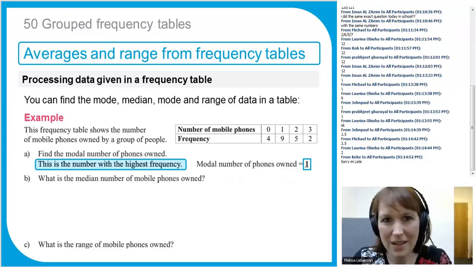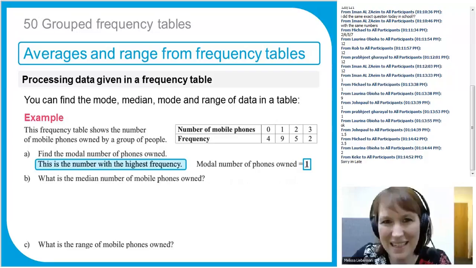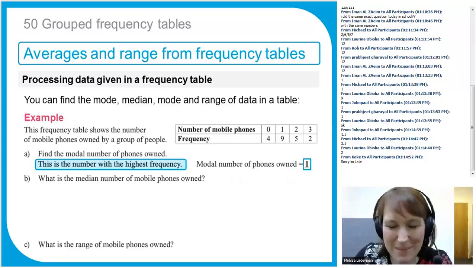And then 1 would appear 9 times in my list. So we're kind of doing it backwards. Instead of taking the data that we started with and then putting it in the table, we're taking the data in the table and putting it back out again.